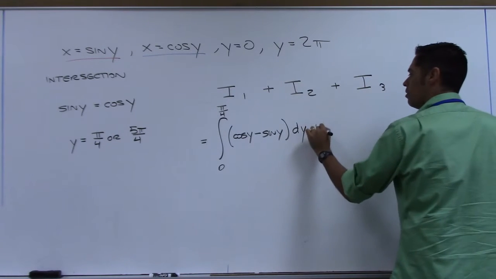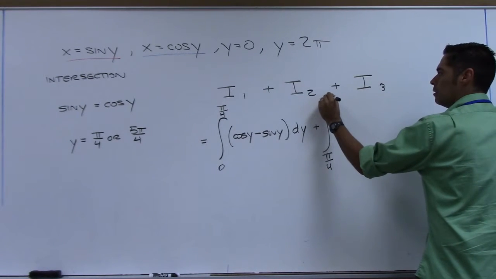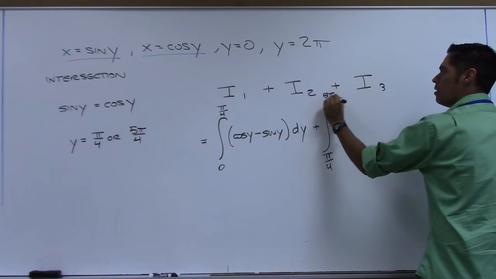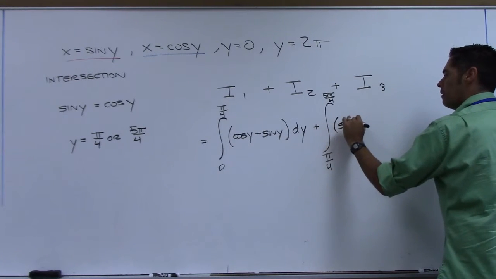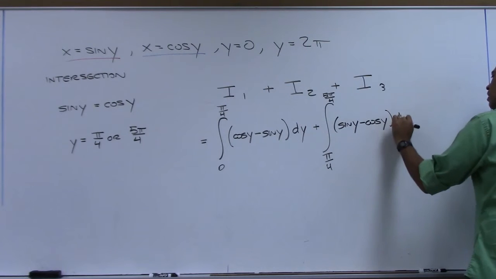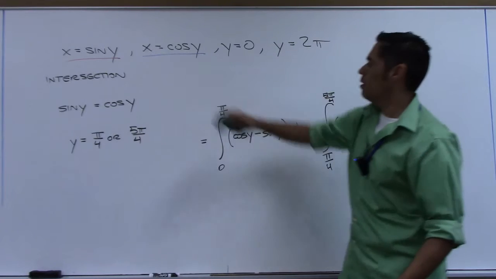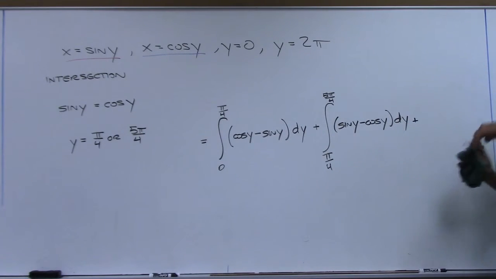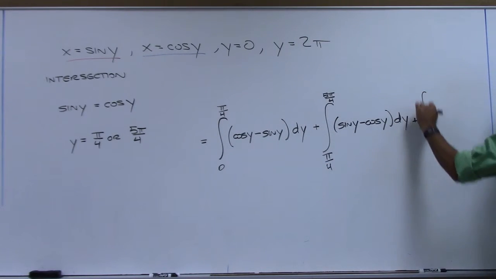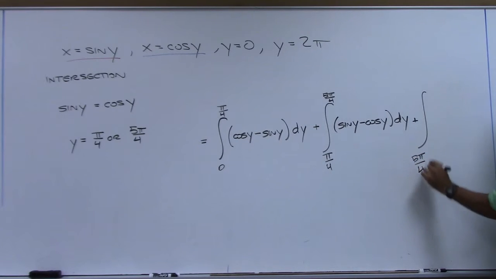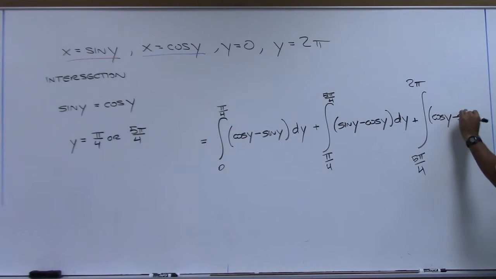Plus, now the next integral goes from, this time, pi over 4 to where? 5 pi over 4. But it's flipped over, isn't it? It's the sine y minus cosine y dy. And then integral 3 will be the same integrand here. This is what Ron was saying. Same integrand, just different limits of integration. So integral 5 pi over 4 to 2 pi of cosine y minus sine y dy.